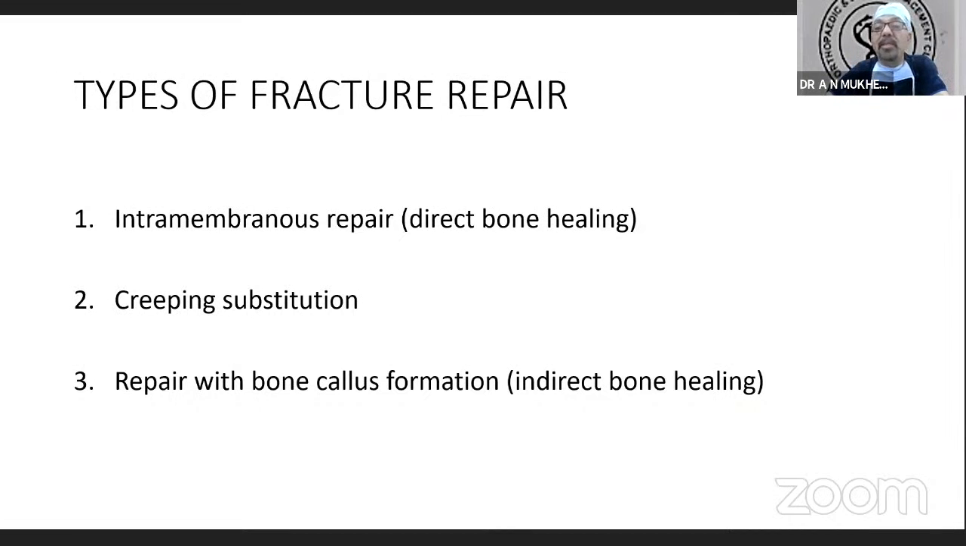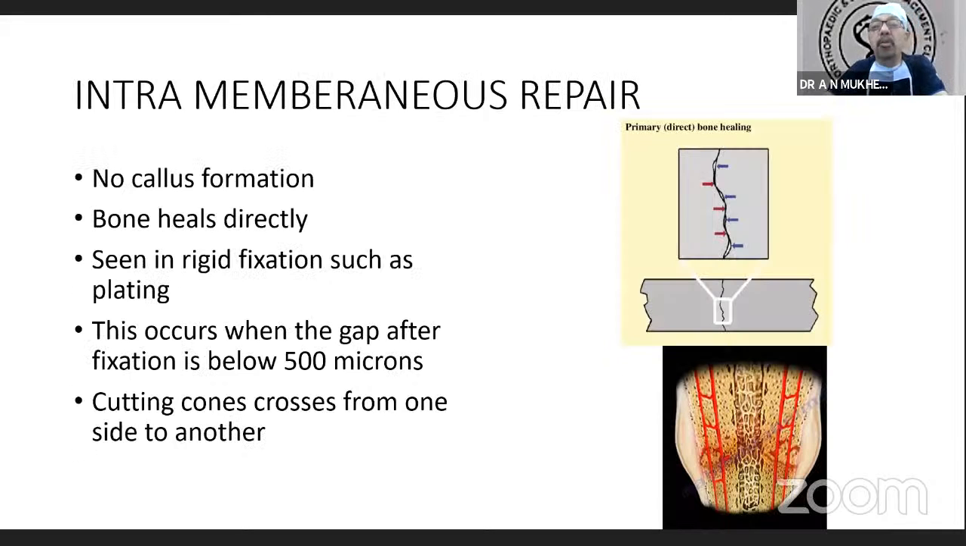One is intramembranous or direct bone healing. Next is creeping substitution. Third is repair with bone callus formation, which is indirect bone healing. So coming to intramembranous repair, basically no callus is formed. Bone heals directly. It's rigid fixation, such as plating, that leads to such healing.